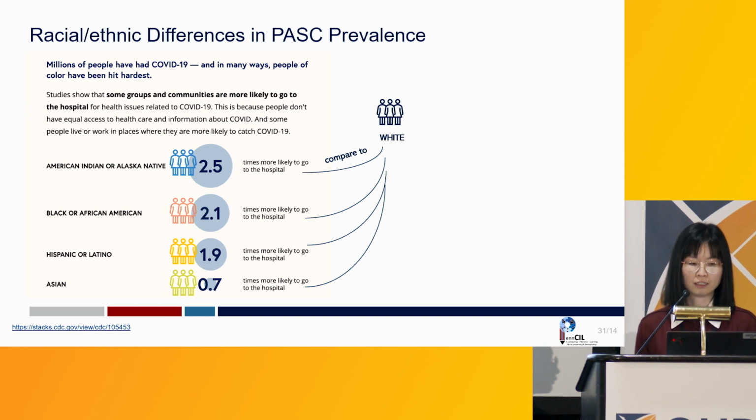Another concern is the racial and ethnic differences in the prevalence of PASC. CDC indicated that several studies reveal that certain racial and ethnic groups and communities are more likely to go to the hospital related to COVID-19, which is due to social factors. For example, the Black or African American community is 2.1 times more likely to go to the hospital compared to the white group, while the Asian community is 0.7 times compared to the same white group.